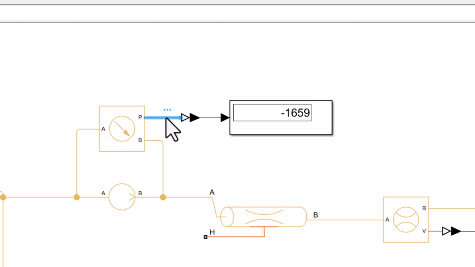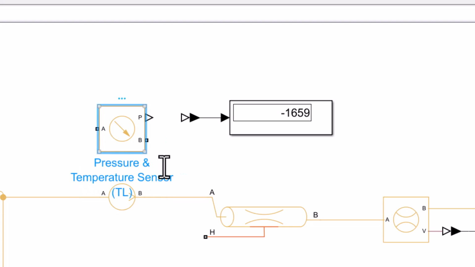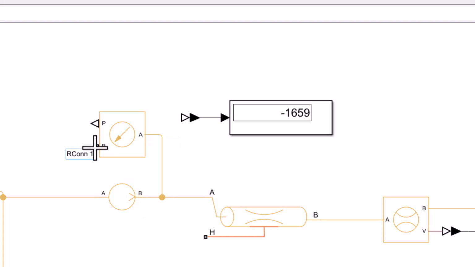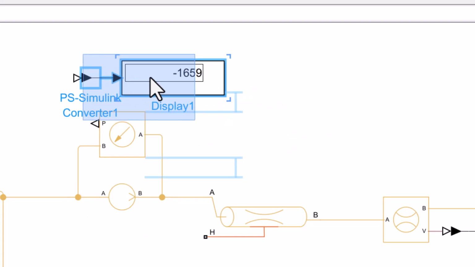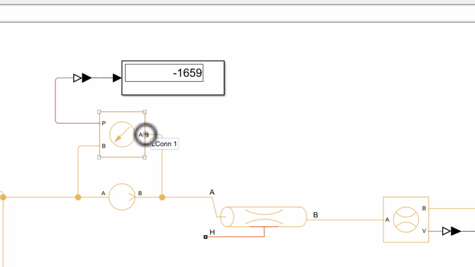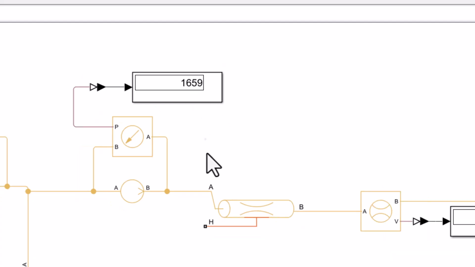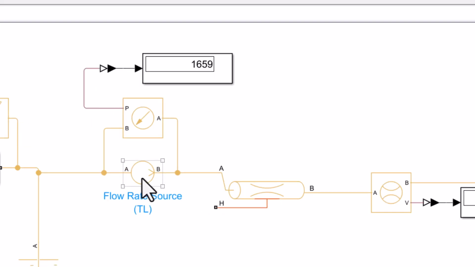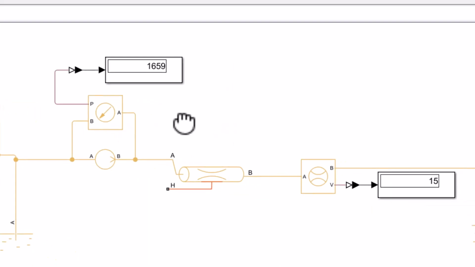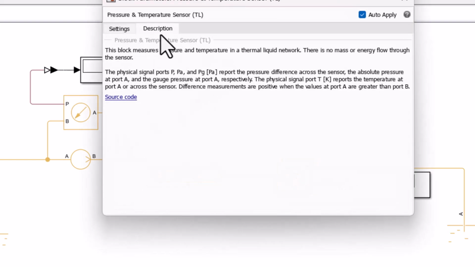This means that if you want to make sure that the result is positive, you have to invert the sensor. And that's what I did right now by pressing Ctrl I. Now PA minus PB is going to be positive. So the result is not going to change, only the sign is reversed. And that is the pressure increase across this pump.